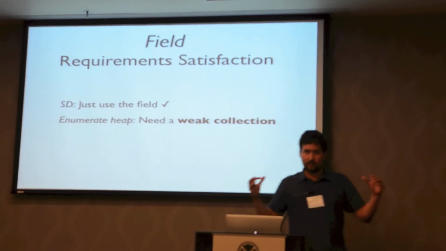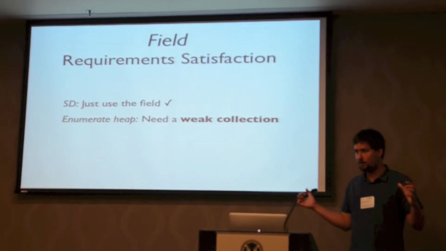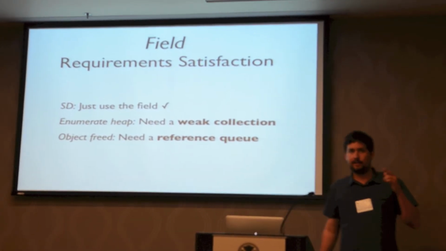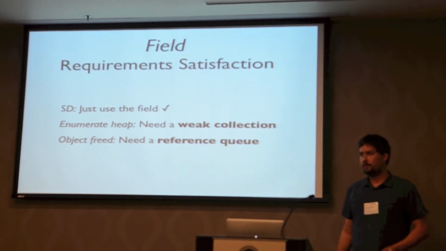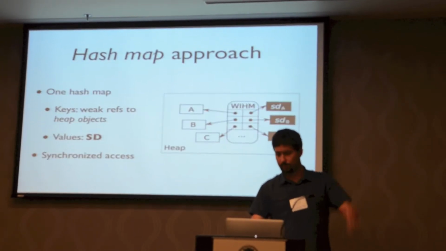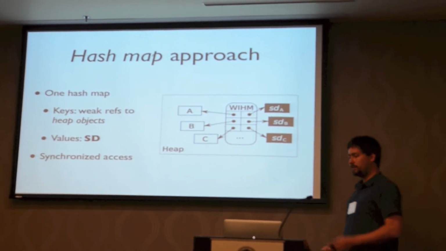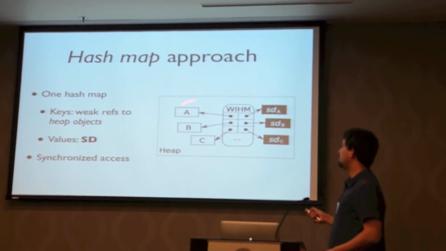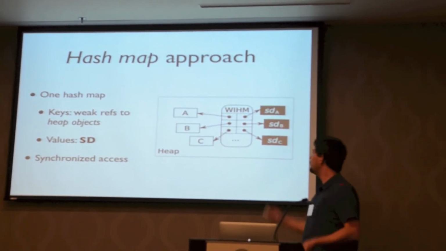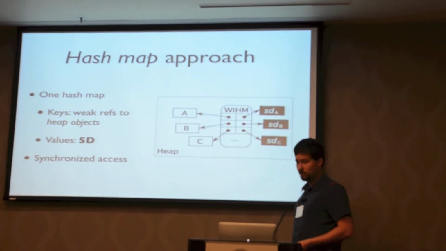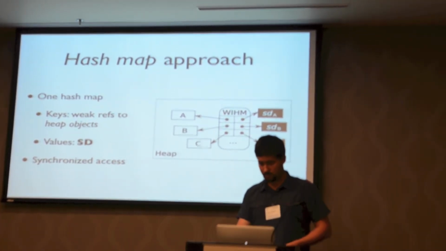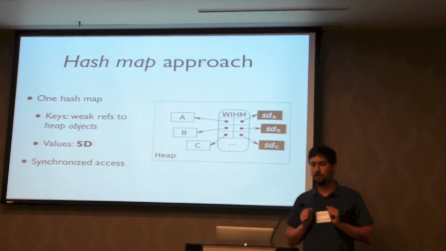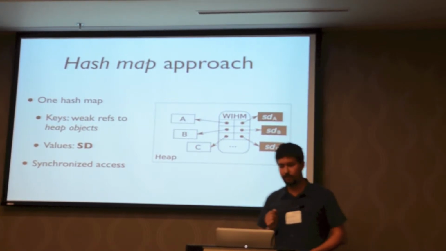If we want to enumerate all the objects, we have to have our own weak collection of all the objects, and we have to keep track. And if we want to be notified whenever an object dies, we need, well, the reference queue. Approach two: hash map. This works. So there is one huge hash map in the memory, or let's say big. Its keys are the objects that we're tracking, and its values are the shadow data. Well, this works. We have to synchronize it. In our experiments, we have been using just one lock for this hash map. But you can use a concurrent hash map if you want. We did not do this.